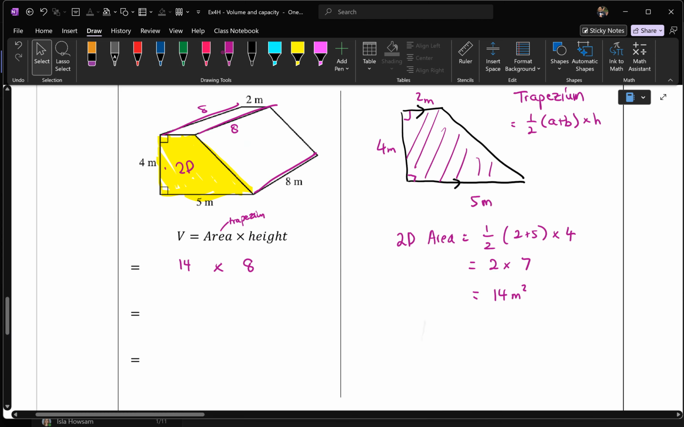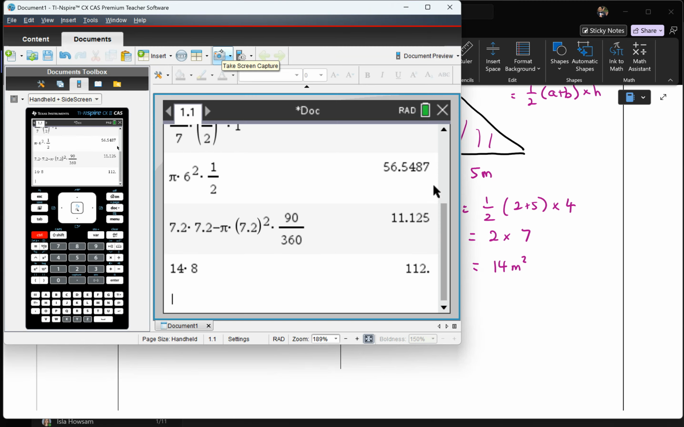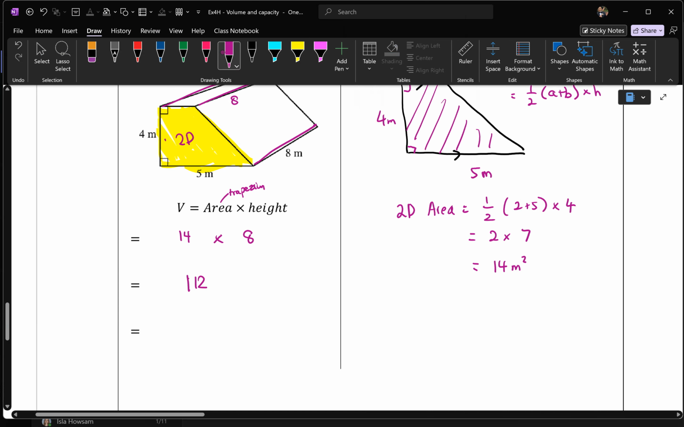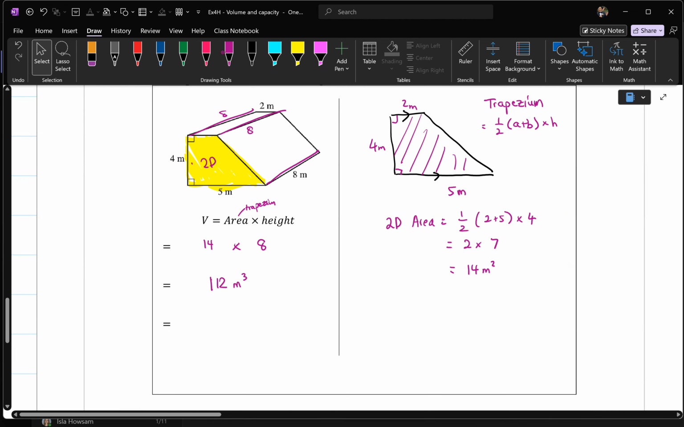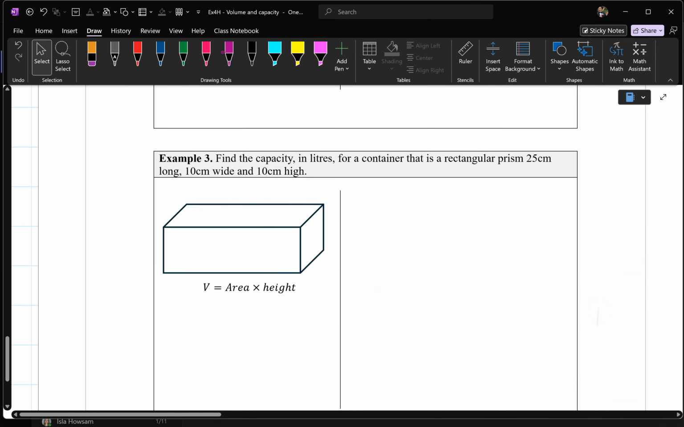So 14 times 8, I don't know what that is. Let's do 14 times 8, 112. So I now know the answer is 112 cubic meters, okay, for that volume there. Let's see the next problem, and this is the last problem here.